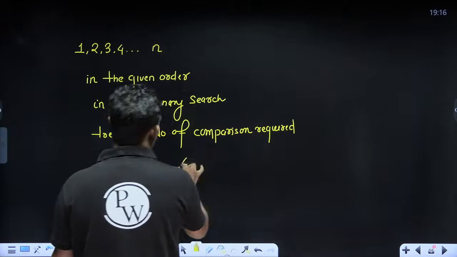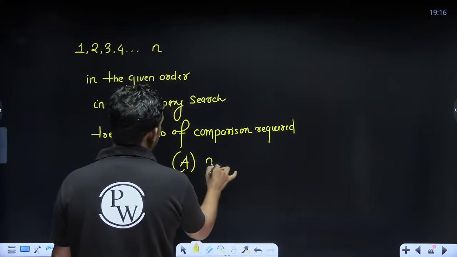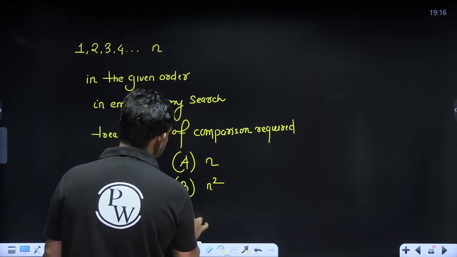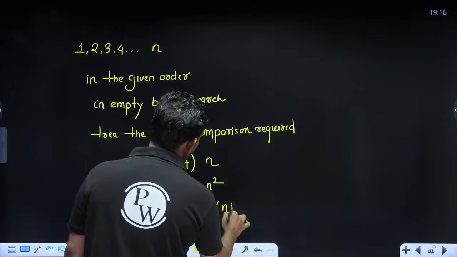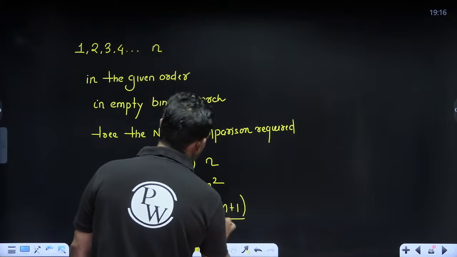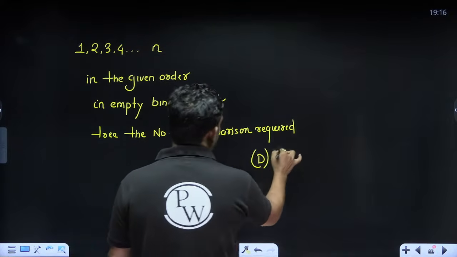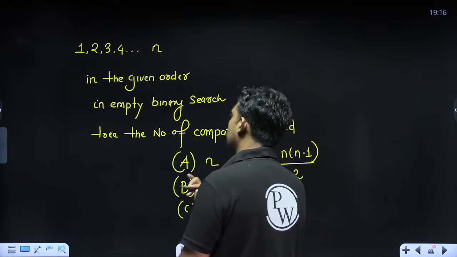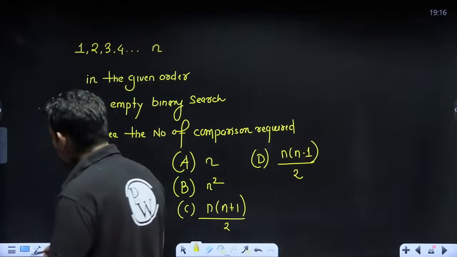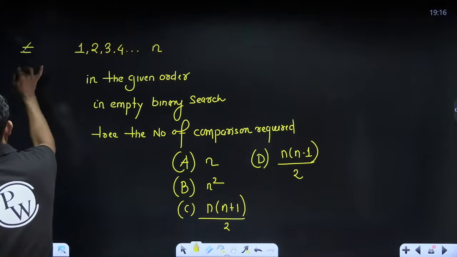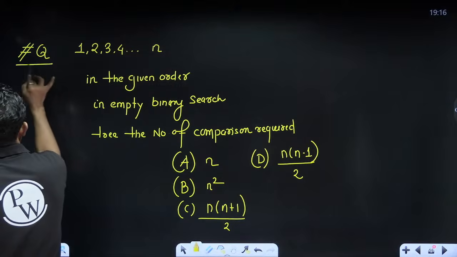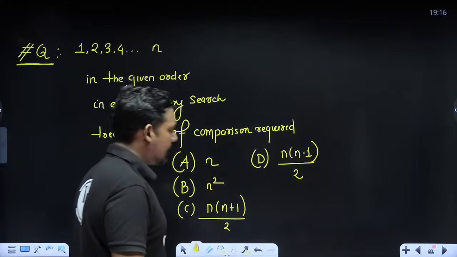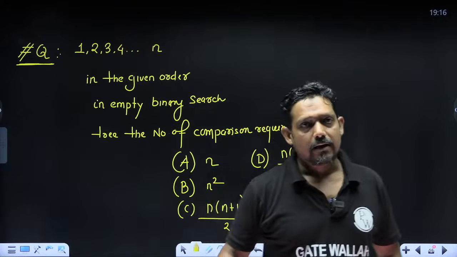Answer A, is it n? Answer B, is it n square? Answer C, is it n into n plus 1 divided by 2? Answer D, is it n into n minus 1 divided by 2? This question: how many comparisons are required if I insert the given elements in the given order in an empty binary search tree? How many comparisons required?